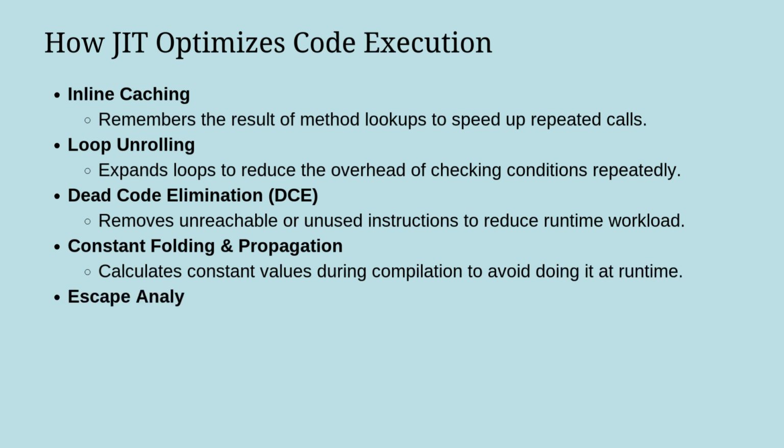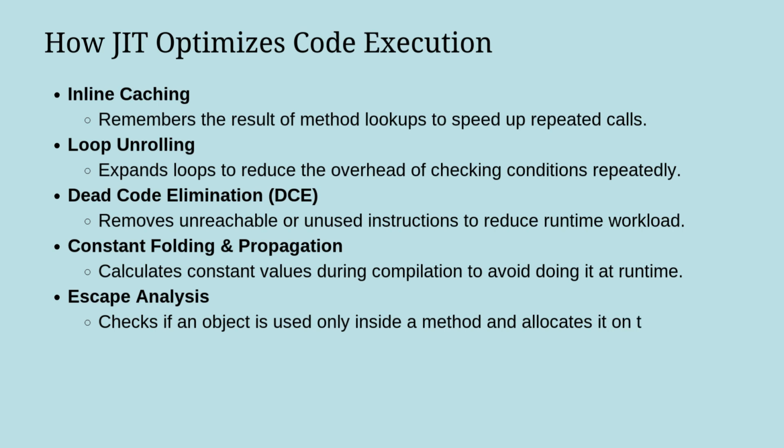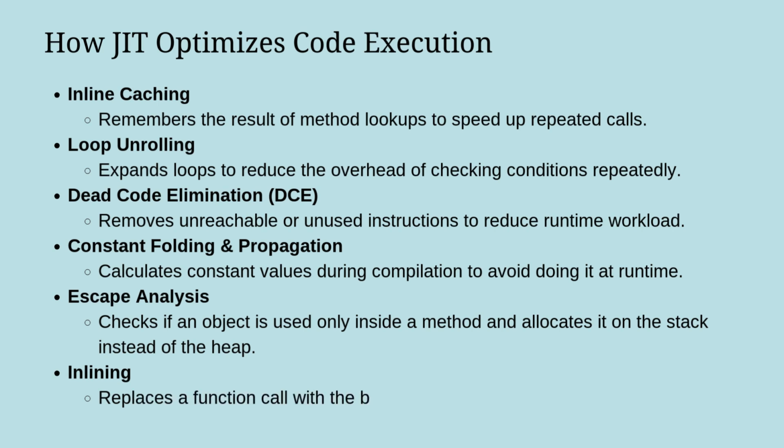Escape analysis is a memory optimization. If a temporary object is only used inside one method, JIT puts it on the stack instead of the heap. Stack memory is faster and does not need garbage collection. And finally, function inlining replaces short function calls with the actual code of the function. This removes the need to jump to another place in memory and helps speed things up. These optimizations are applied based on how the program runs, which is why JIT can generate faster machine code than traditional compilation.